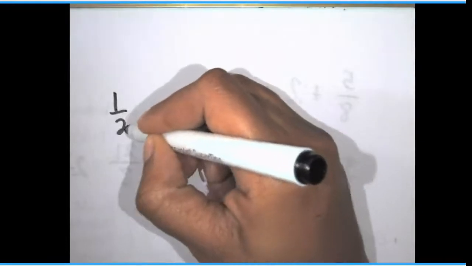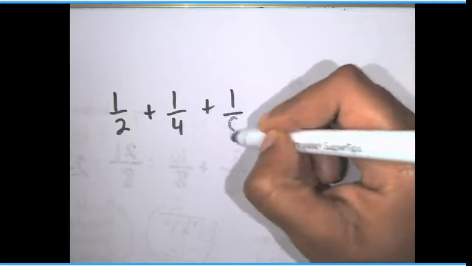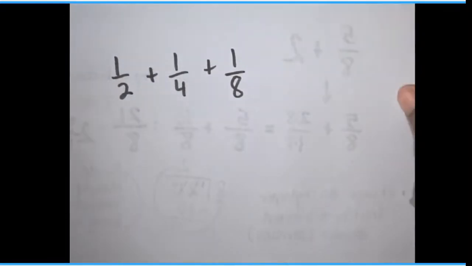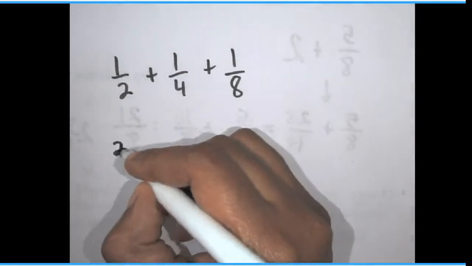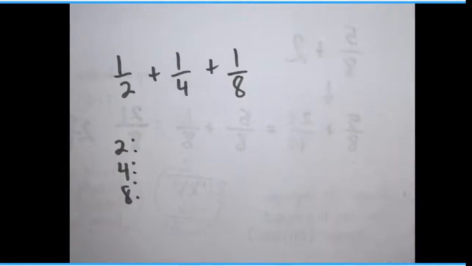All right, so for number 15, we have 1/2. We're adding 1/4 to it. We're adding 1/8. So as you can see, we have 3 different fraction pieces here, and they all have different denominators. So we start thinking about the 2s, the 4s, the 8s, and we start listing our multiplication facts.